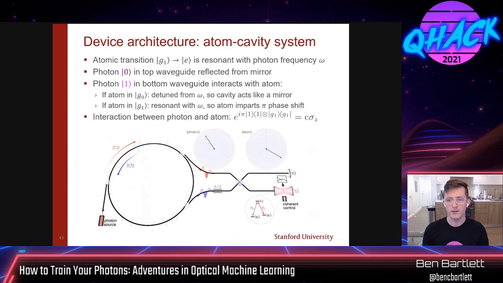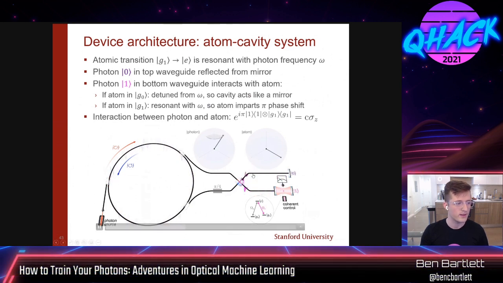So let's take a closer look at how this atom cavity system works with the photonic qubits. The atom has 3 energy levels. It's got 2 ground states, G0 and G1, and a short-lived excited state, E. When a photon goes from the storage ring into the scattering unit, the 0 component of the photon, represented by this purple wave, gets reflected from the mirror. And then the 1 component of the photon, in magenta, interacts with the atom cavity system.